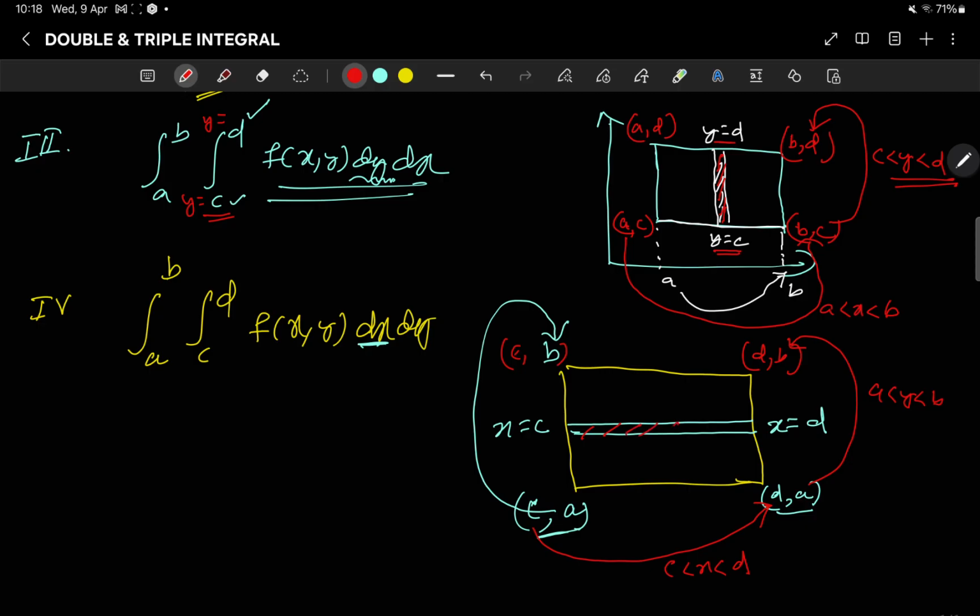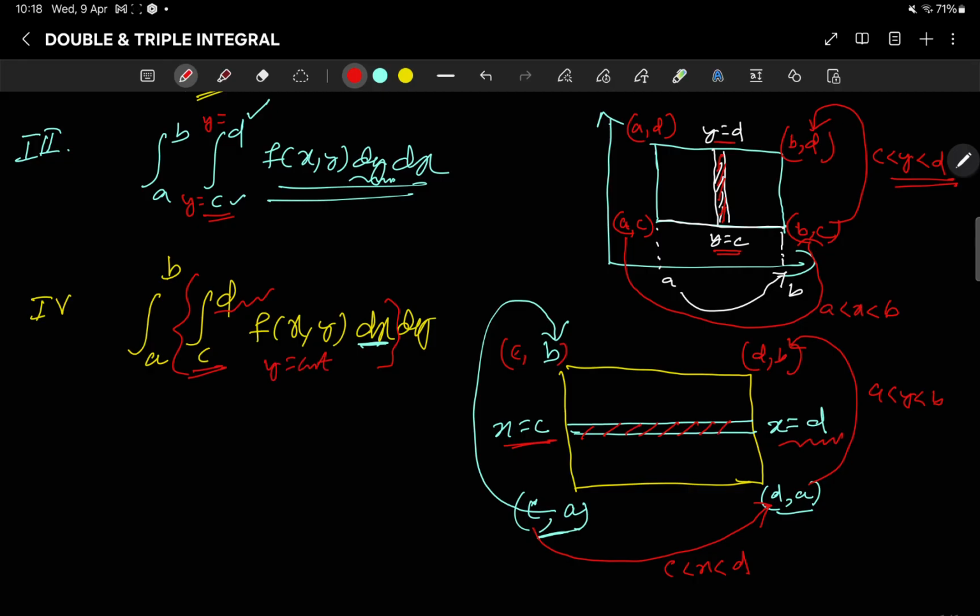The real interpretation is this is your x equal to C, then your x equal to D, and the evaluation is the same thing. It means evaluate it treating y equal to constant, then you evaluate it.